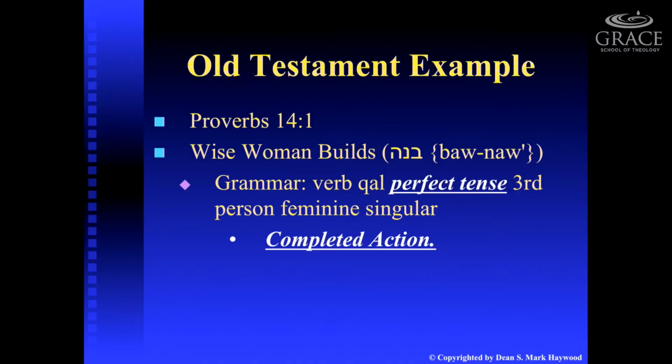So let's take a look at this from a grammatical standpoint, all right? So it says the wise woman builds, the word is banah, that's the Hebrew word for builds, banah. It's in the perfect tense. And the perfect tense denotes an action that is completed, all right? It's completed. So keep that in mind. So a wise woman completes her actions. And so read that passage of Scripture again. It says, the wise woman builds her house, but the foolish pulls it down.